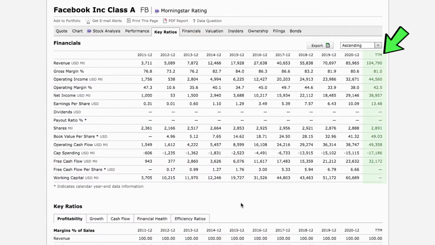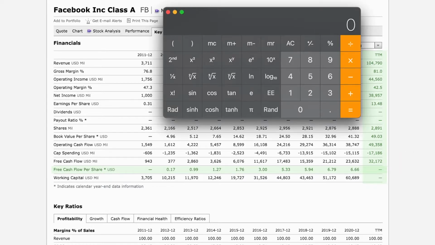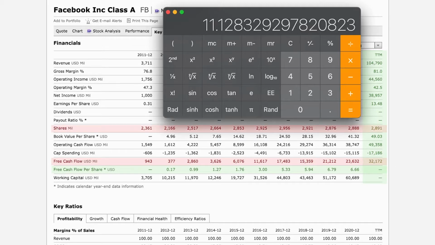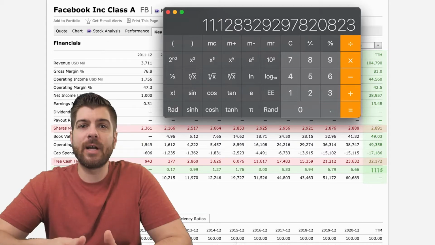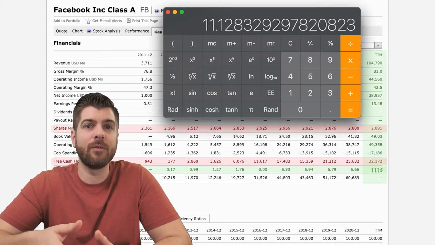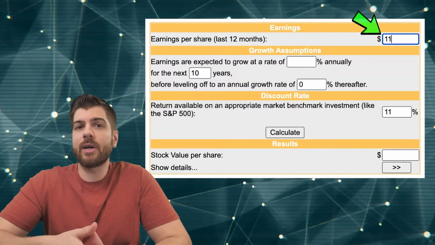This is the trailing 12 months column, and for some reason free cash flow per share isn't showing here, so we'll just calculate it ourselves by taking the free cash flow amount right here and dividing it by the number of shares outstanding right here, which calculates to about $11.13 of free cash flow per share. So this is the amount of free cash flow per share that Facebook has earned over the past 12 months. So we'll plug that into our calculator right here.